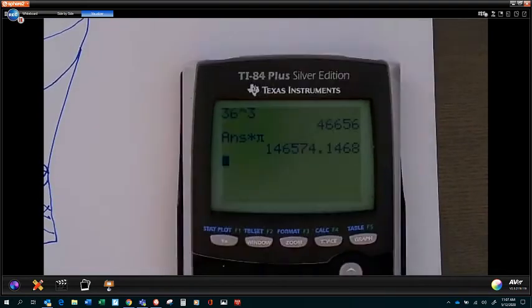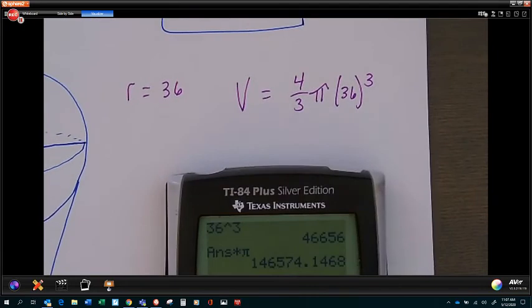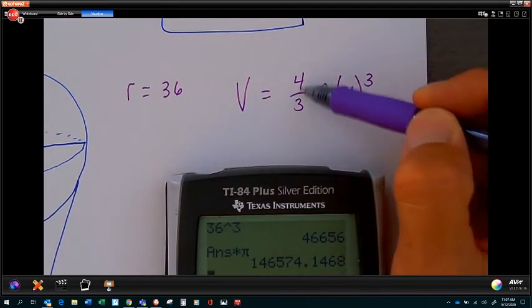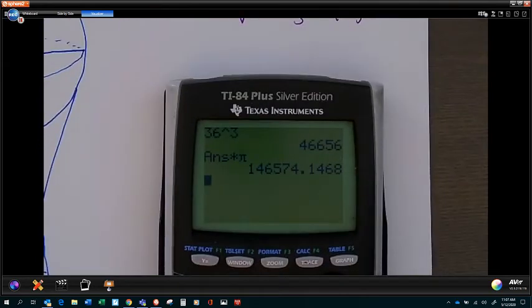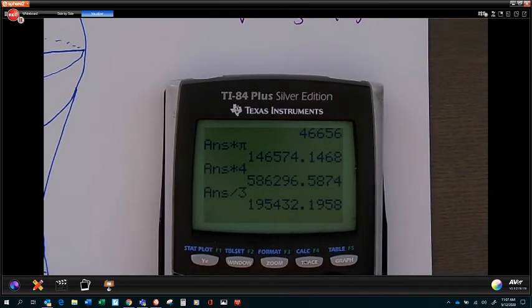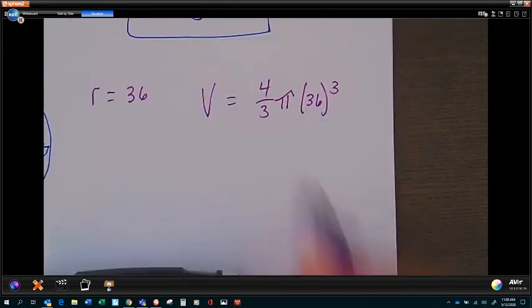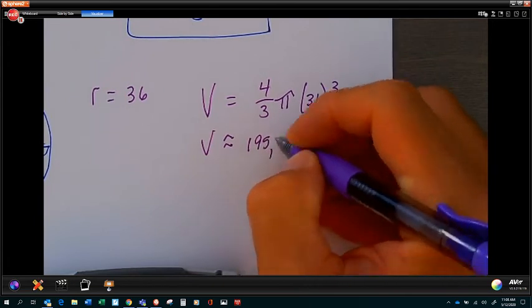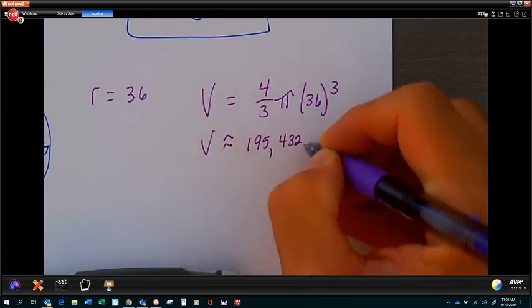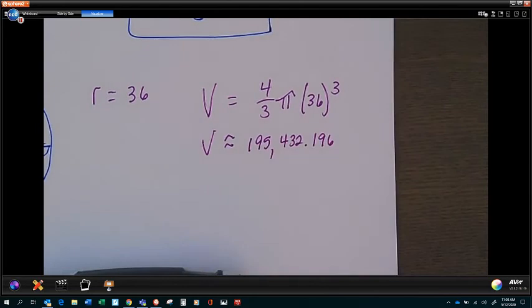Now at this point I have that number and I need to take 4/3 of it. First multiplying it times 4, then dividing it by 3. So times 4, take that answer, then divide it by 3, and now we've got an approximation of 195,432.19, rounding it to the nearest thousandth. So the volume is approximately equal to 195,432.19.